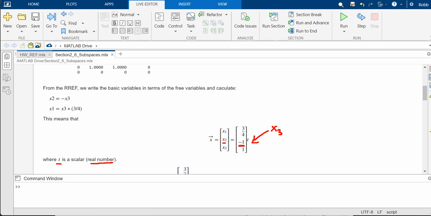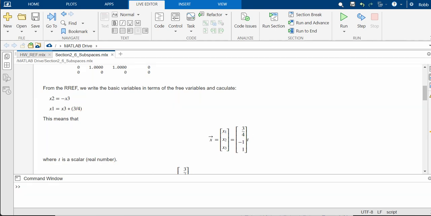So it's a scalar value, a real number in this case. And then the top row says that 3/4 times x sub 3, which is right here, 3/4 times t, is what x sub 1 is equal to. What's x sub 3 equal to? Well, x sub 3 is the scalar t that we've pulled out, so x sub 3 is just equal to 1 times t.